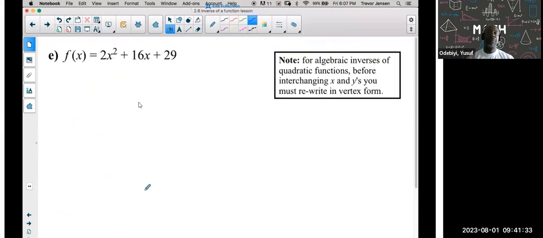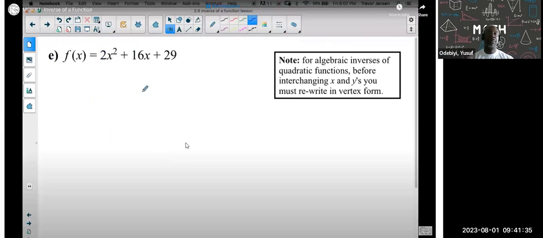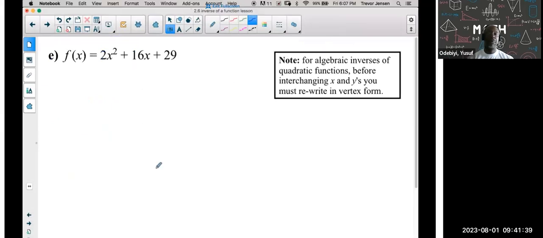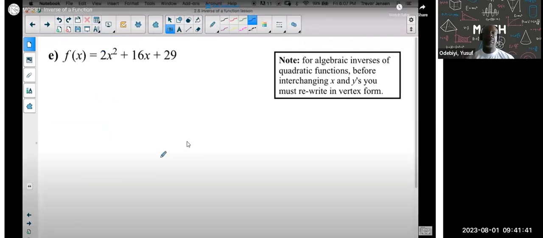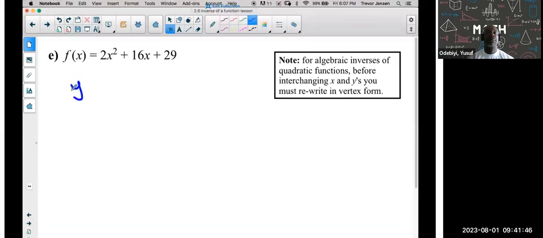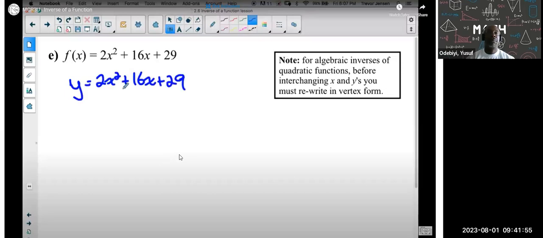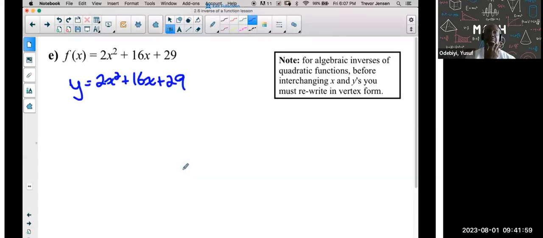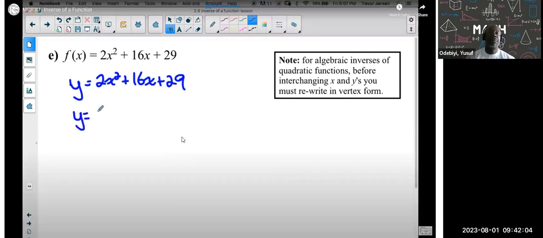Let's do one last example. When we have a quadratic written in standard form, to be able to write the equation of the inverse, the first thing you're going to have to do is convert it to vertex form. Well, first change f at x to y. So y equals 2x squared plus 16x plus 29. Notice that there's two x's in the equation and one of them is squared, so we can't collect. So what we're going to have to do is transfer this to vertex form by completing the square. So hopefully you remember how to complete the square.